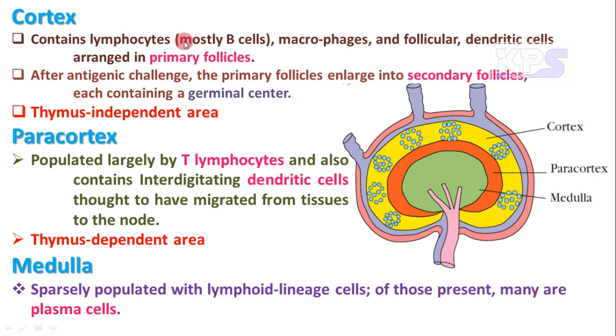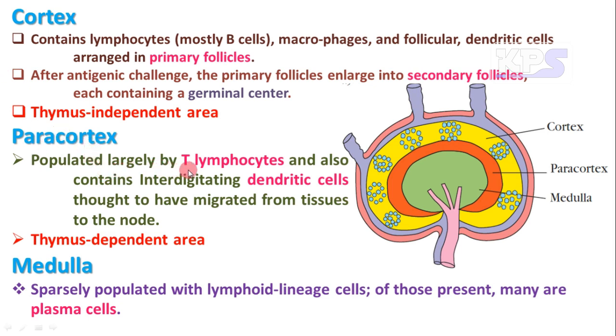Since this cortex region mostly consists of B cells, it is called the thymus independent area, because it consists mostly of B cells and not T cells. It is said to be thymus independent because T cells are produced from the thymus, not the B cells.